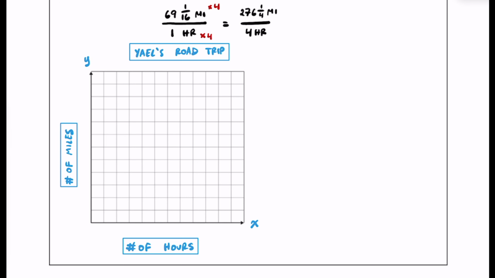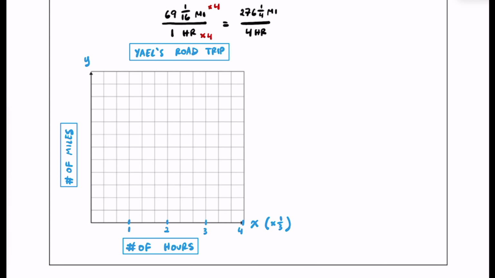So every 3 boxes is going to be 1 hour. Then every 3 boxes after that is going to be 2 hours, then 3 hours, and then 4 hours. So I'm basically saying that each of my boxes is worth a third. Every box is worth a third, or every 3 boxes is worth 1.